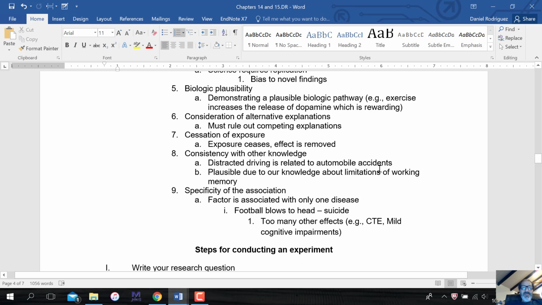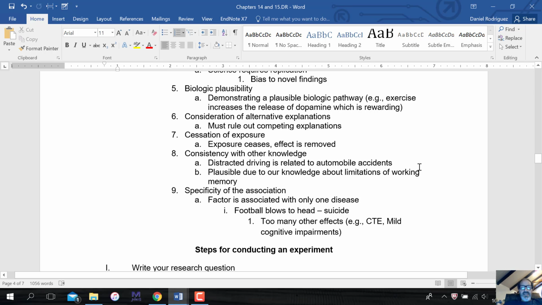Cessation of exposure. Removing the exposure removes the effect. For instance, a horrible study would be exposing somebody to exhaust from a car, and then they start coughing. Believe it or not, in terms of IRBs, institutional review boards, this was actually done, I think, by Mercedes or somebody recently. So it's an example of unethical research, exposing individuals to exhaust. But if you remove the exposure, then the effect should go away. So cessation of exposure is another criterion.